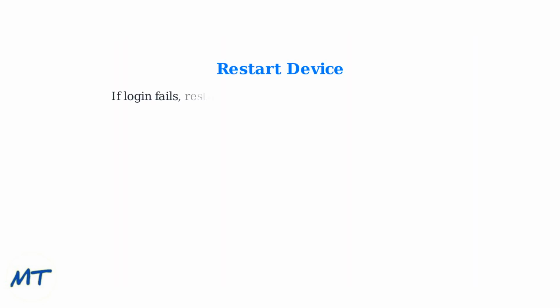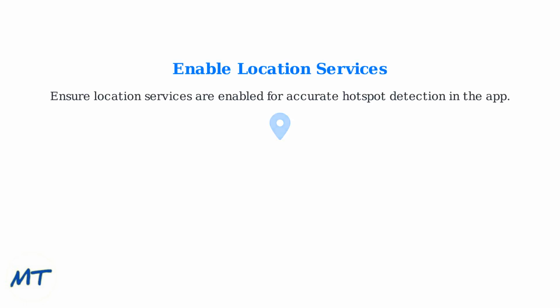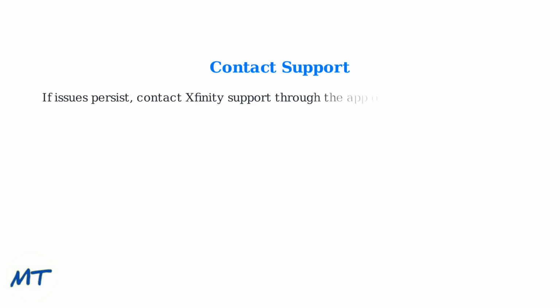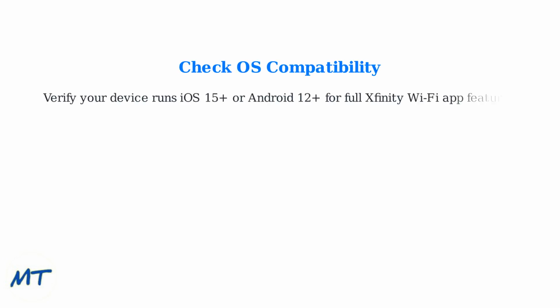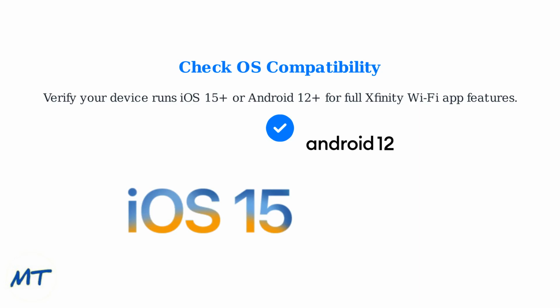If you experience login failures, try restarting your device and attempt to connect again. Ensure location services are enabled on your device for accurate hotspot detection through the Xfinity app. If the problem continues, contact Xfinity support through the app or visit their website for help. Check that your device's operating system is compatible with the Xfinity Wi-Fi app, requiring iOS 15 or later or Android 12 or later for full features.